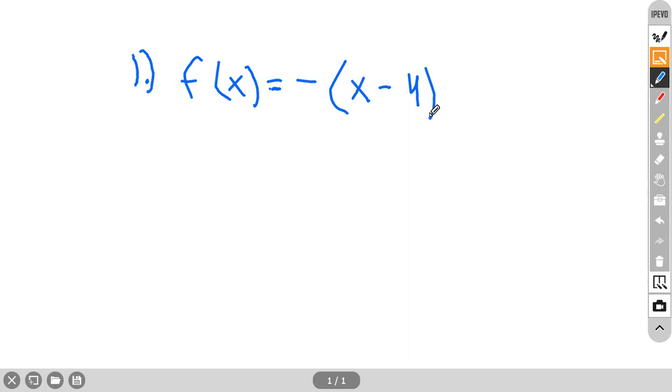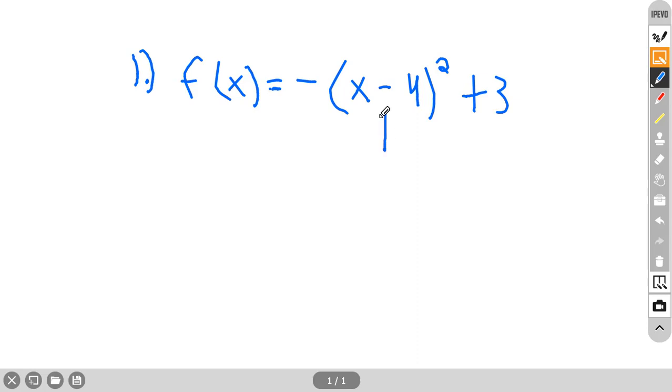Okay, look at this first problem here on number 1. It says we have f of x equals negative (x minus 4) squared plus 3. This equation is in vertex form, so if it's in vertex form, you can go ahead and just look at the equation and tell where the vertex is.